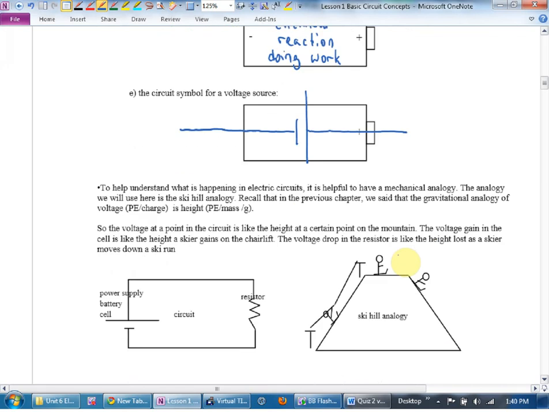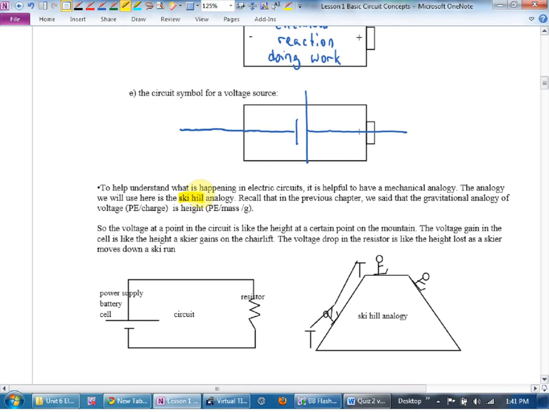And I said to you, I'm going to use some kind of an analogy, a mechanical analogy. And the analogy that we're going to use here is the idea that every circuit is actually a ski hill. What, really? Yeah, and it works great. You see, what a battery does is it raises charges, skiers, to a higher level on the mountain. In fact, a battery acts like a chairlift.